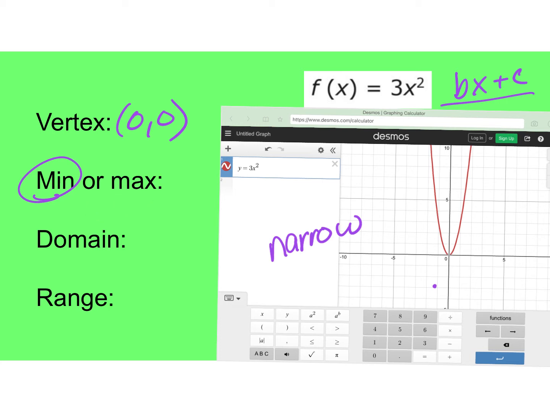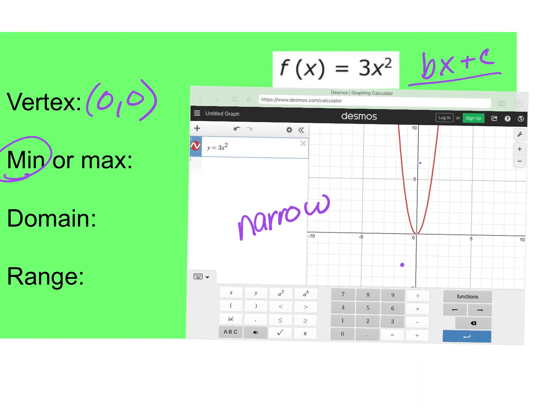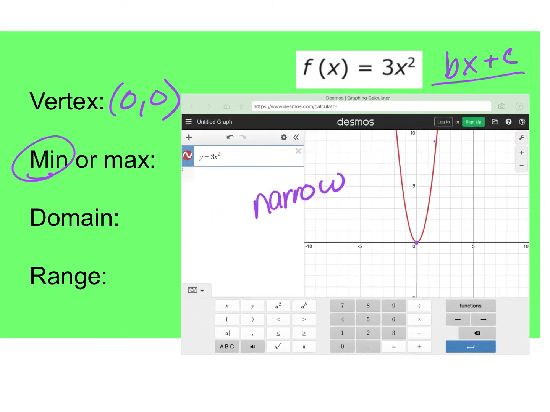Now let's talk about the domain. Remember, even though you don't see them, there are arrows. If I were to continue to shrink this graph, it would actually be continuing forever. It's kind of hard to see here, but you can tell that it does continue forever and in both directions. So this would be an all real number domain.